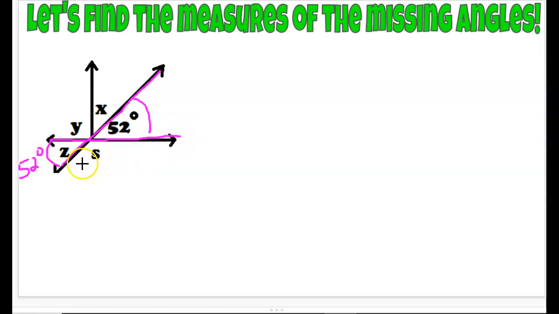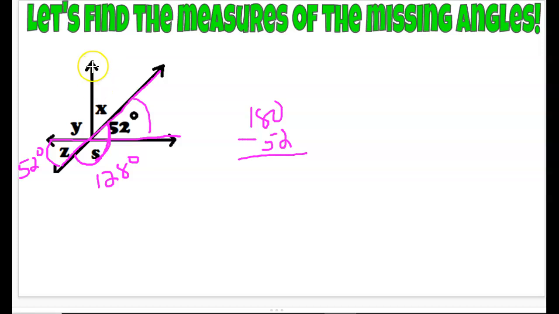Okay. Now S, I wish I could use a different color. I don't think I can. S and 52 degrees make a straight angle. So if I take 180 and I subtract 52, I have that missing angle, which should be 128 degrees. All right, we've got three of them.